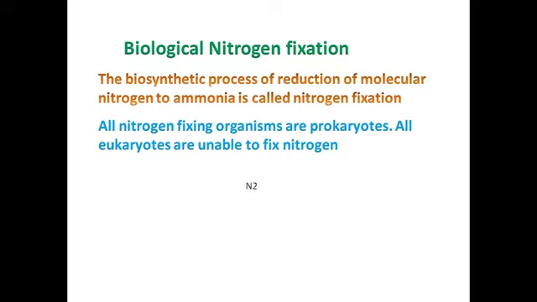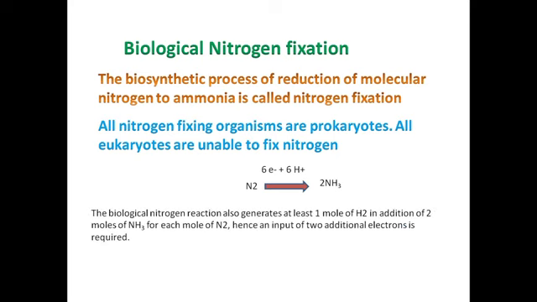So here is the reaction for the fixation of nitrogen. It's the molecular nitrogen N2 which gets converted to ammonia, and the reaction requires 6 electrons plus 6 protons. Now, not only ammonia is synthesized in this reaction. This biological reaction also generates at least 1 mole of hydrogen gas H2 in addition to 2 moles of NH3. Here 2 moles of NH3 are produced and it generates 1 mole of hydrogen gas also.